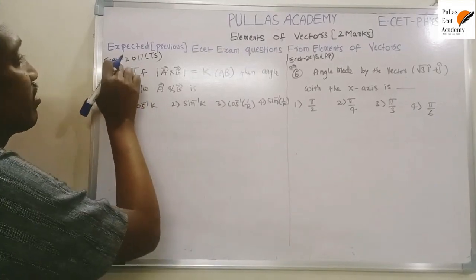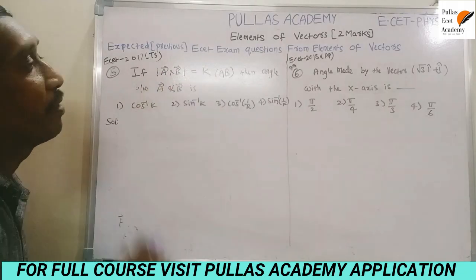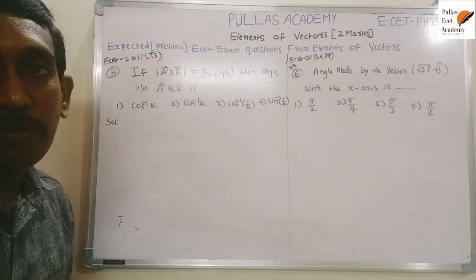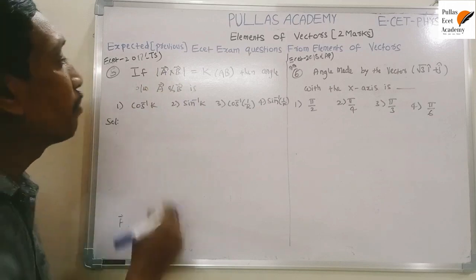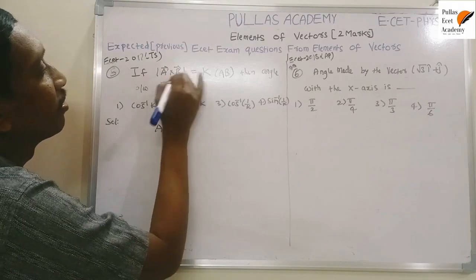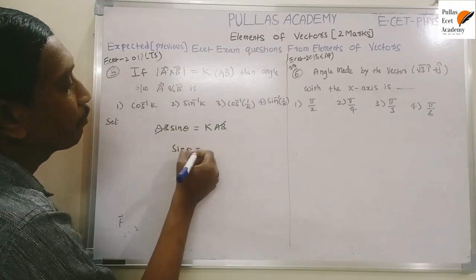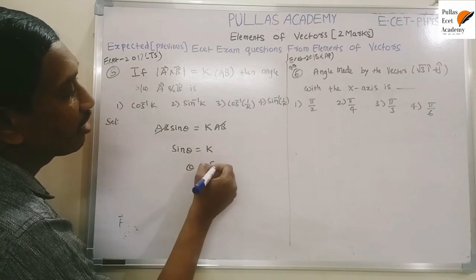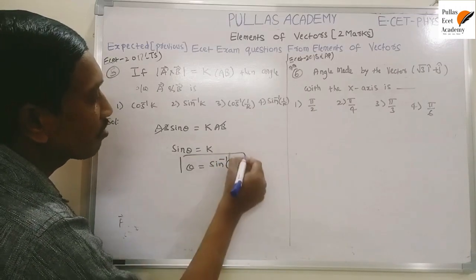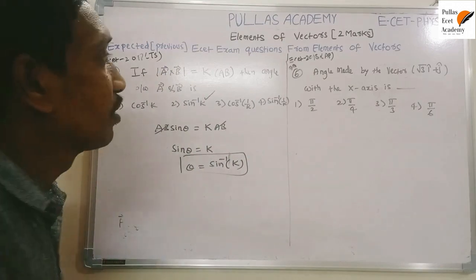The next question is repeated in Ecet 2017 TS paper. If modulus of A bar cross B bar is equal to K into AB, then find the angle between A bar and B bar vector. Actually A bar cross B bar is AB sin theta into n cap, but modulus of A bar cross B bar stands for AB sin theta. So AB sin theta is equal to K into AB. AB cancel, then you get sin theta is equal to K. Theta is equal to sin inverse of K. So the answer is sin inverse K, the second option is correct. If you know the vector product definition, you get it. That's simple. Next question.